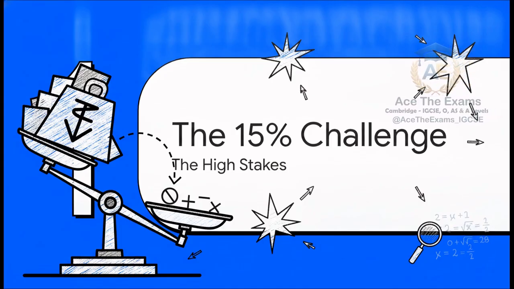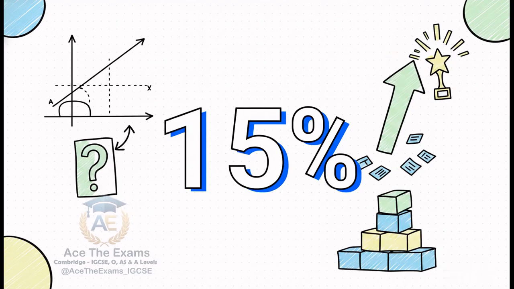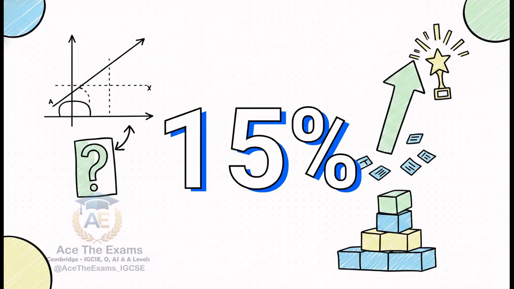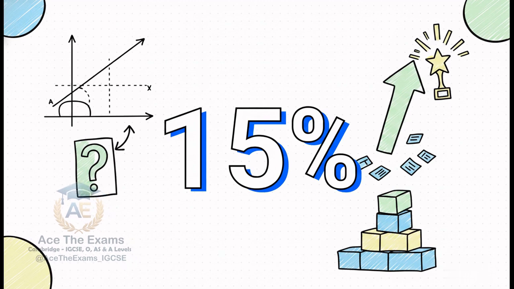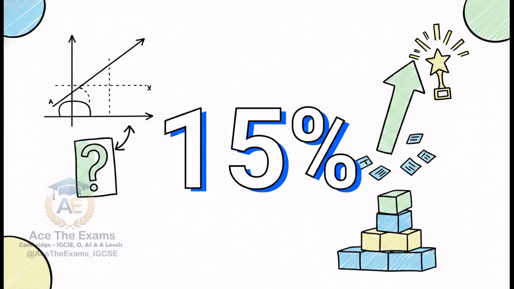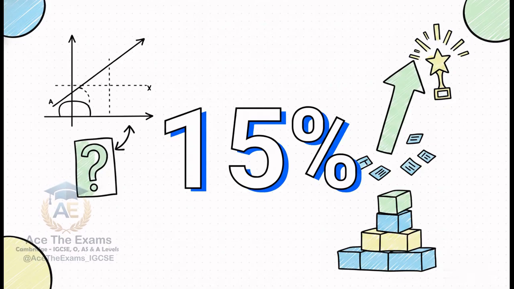It's the difference between walking into the exam room blind and walking in with an X-ray of the test. 15%. Let that sink in. Determining unknown constants from the gradient or intercept of a transformed graph accounts for roughly 15% of your total exam marks in additional mathematics. That is massive. That is the literal difference between a B and an A star. Mastering this one specific transformation technique is a grade-defining margin. It is a foundational pillar of the exam.